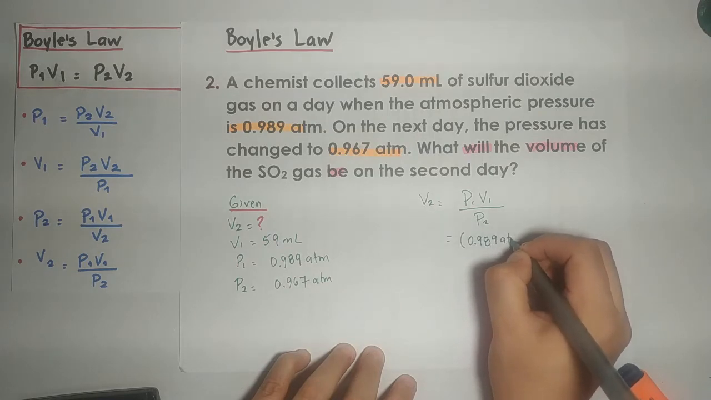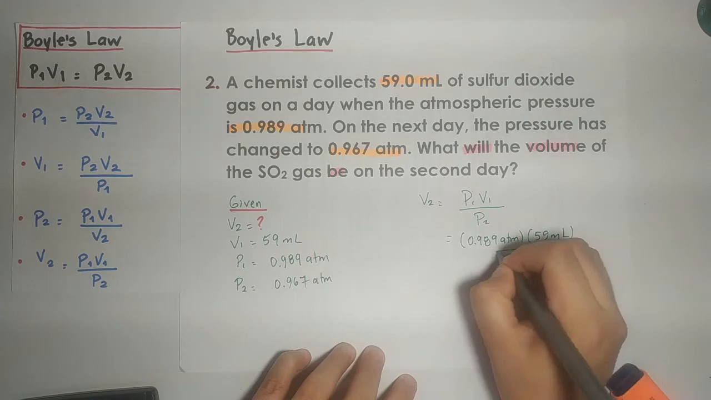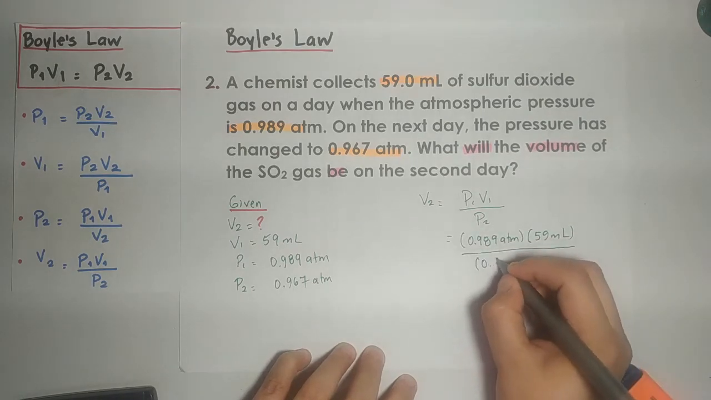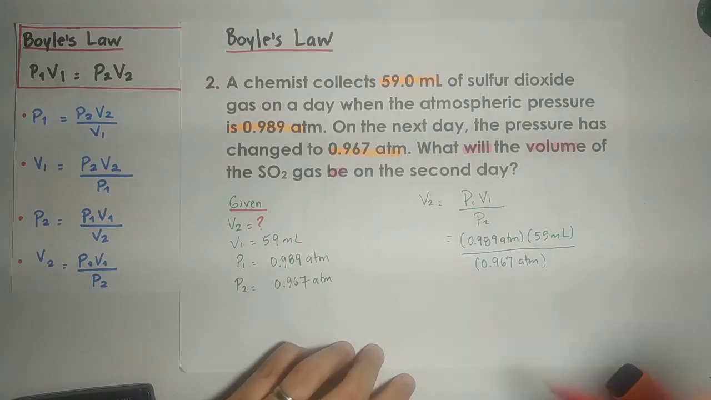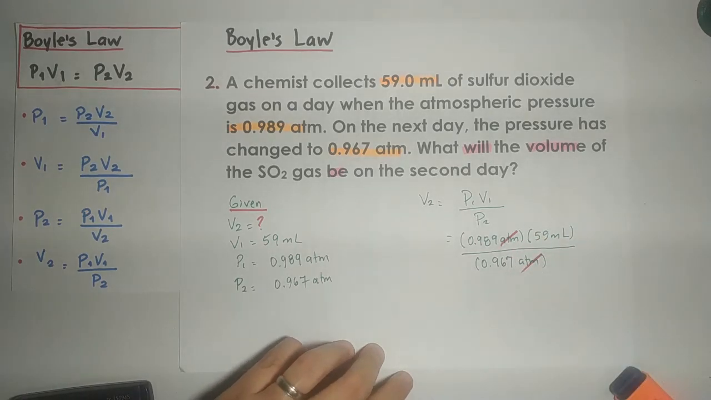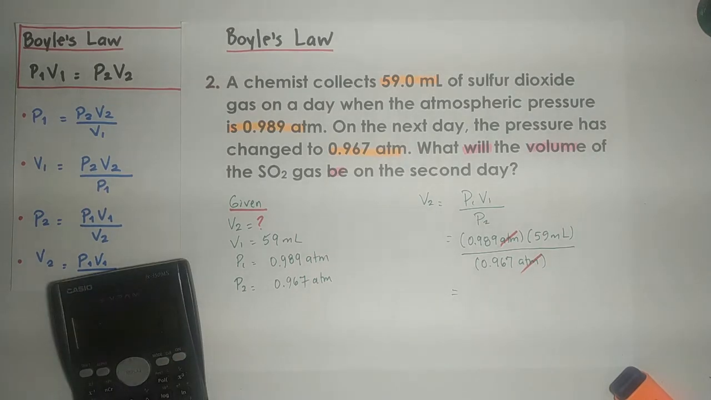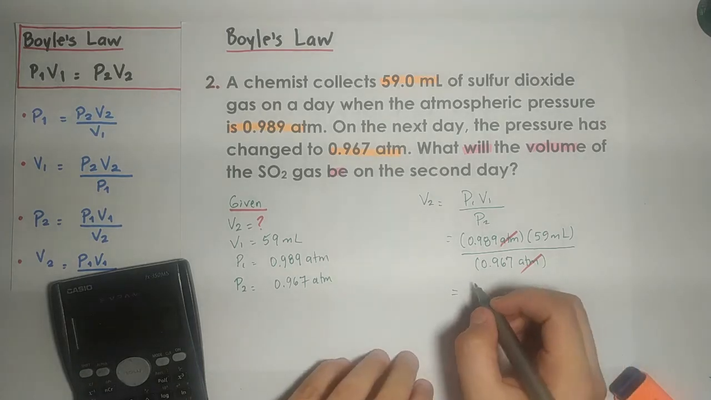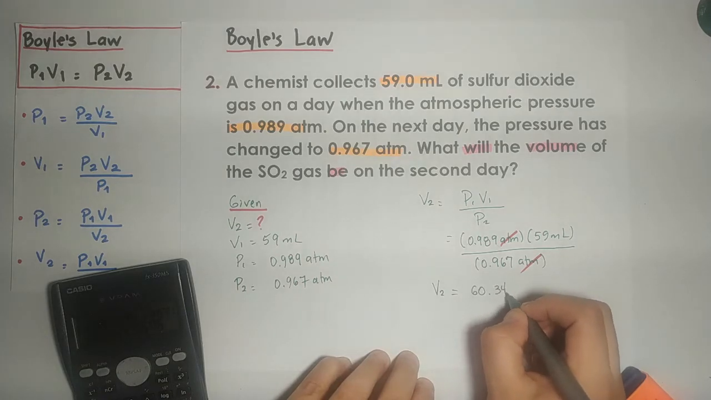0.989 atmospheres times 59 milliliters divided by 0.967 atmospheres. Atmospheres and atmospheres will cancel, and this will be 0.989 times 59 divided by 0.967. The final volume will be 60.34 milliliters.